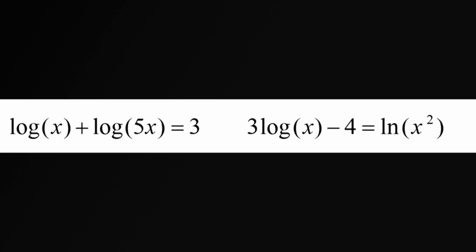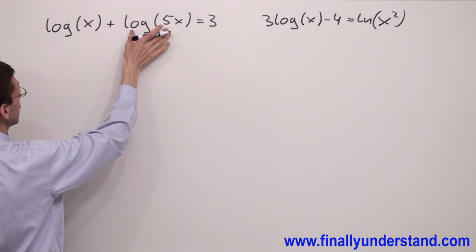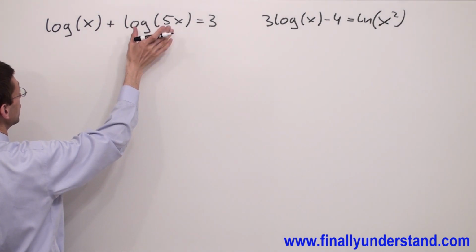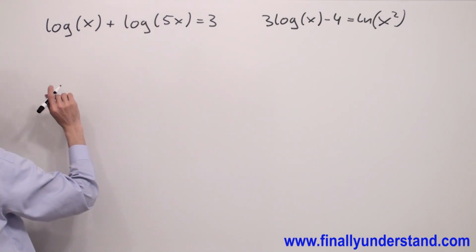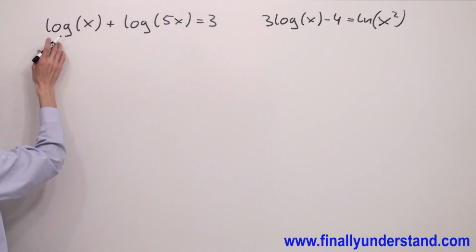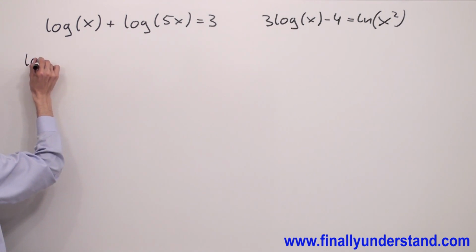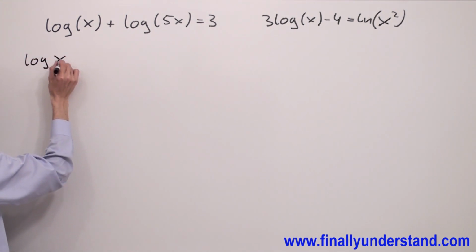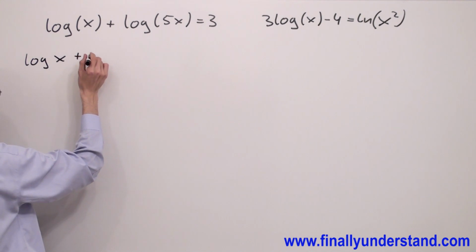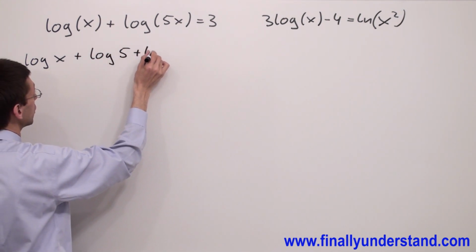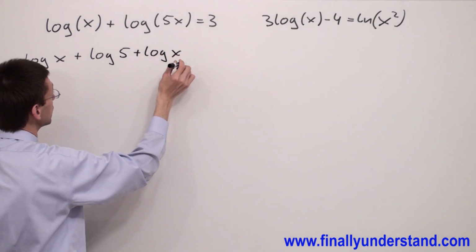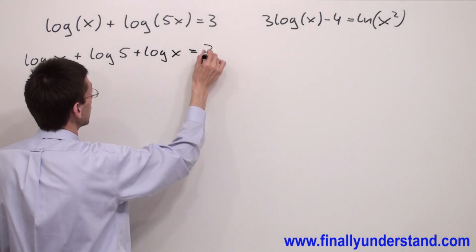Let's take a look at the first example. We're supposed to first use the property for the log of the product and convert the log of the product to the sum of two logarithms. I'm going to copy the first log. I have log of x plus log of 5 plus log of x is equal to 3.